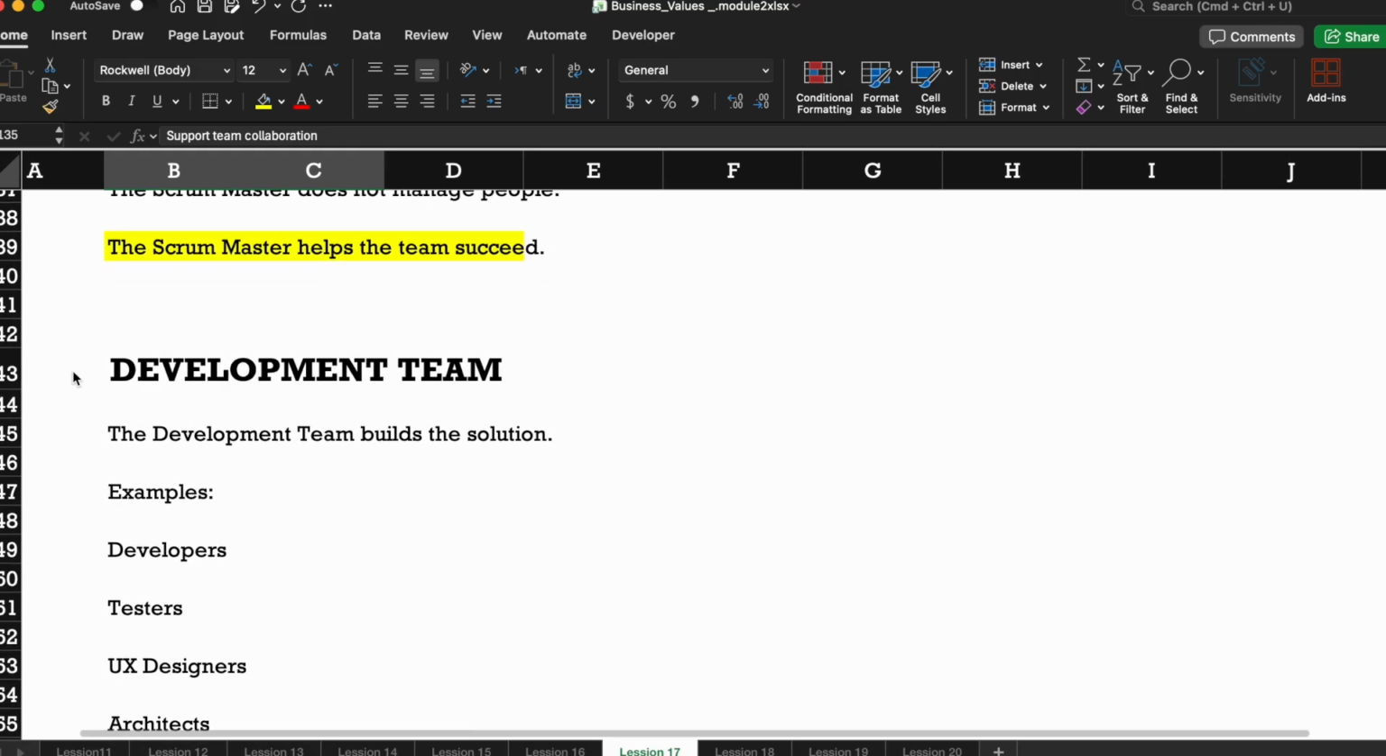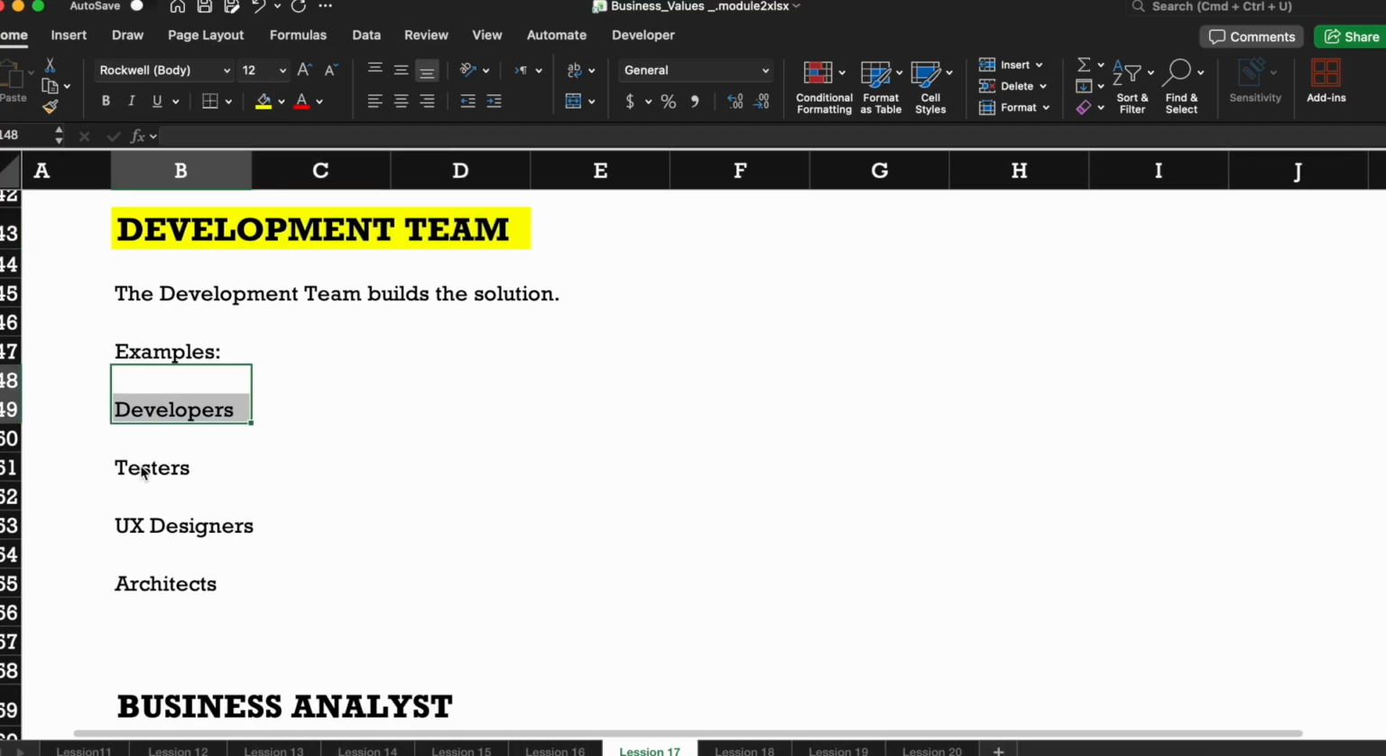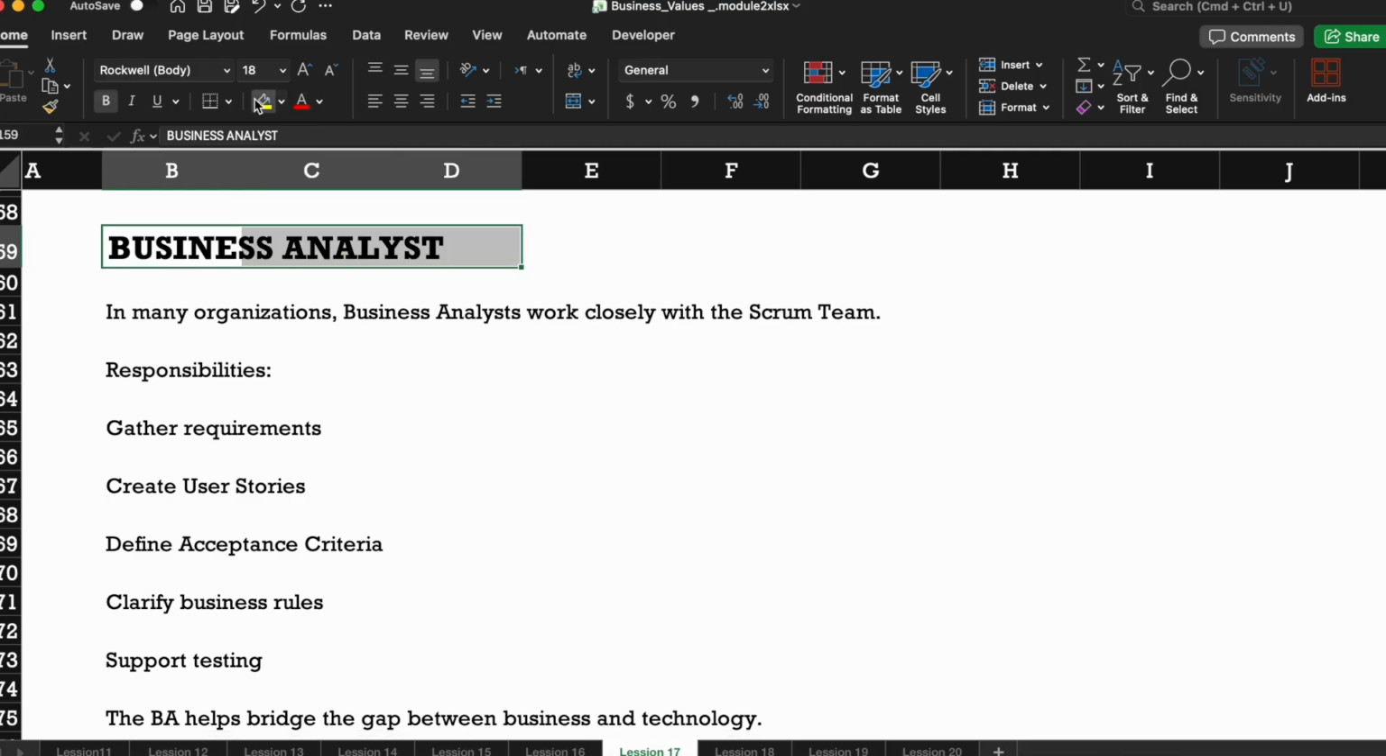Okay, so the development team, this is the main team you are working with. The development team builds the solution. For example, developers, testers, UX designers, and architects. Okay, so the business analyst, this is you. You know what your responsibility is.